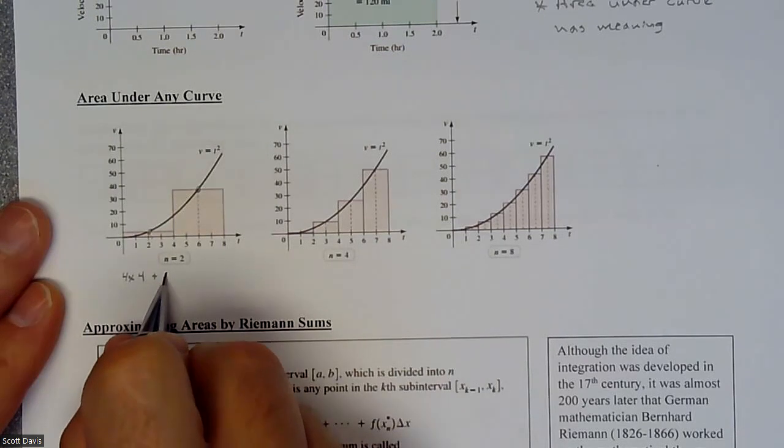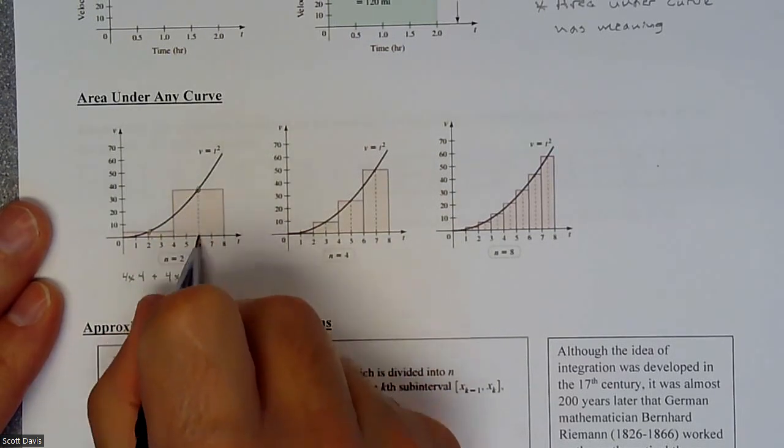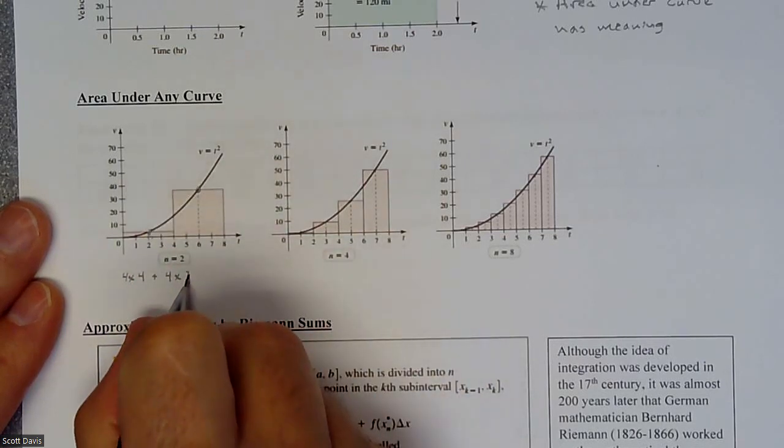This one still has a width of 4. And then its height would be based on 6. And so 6 squared is 36.